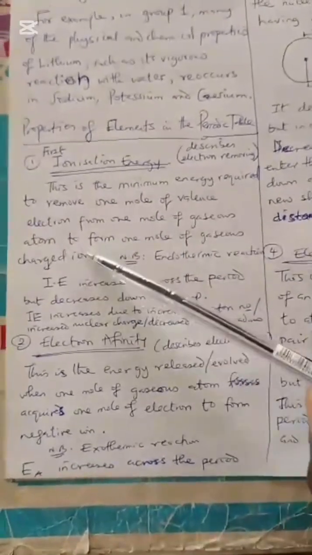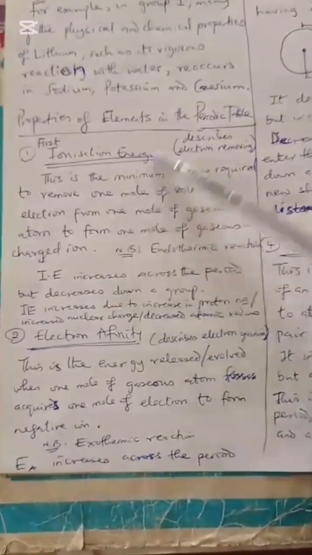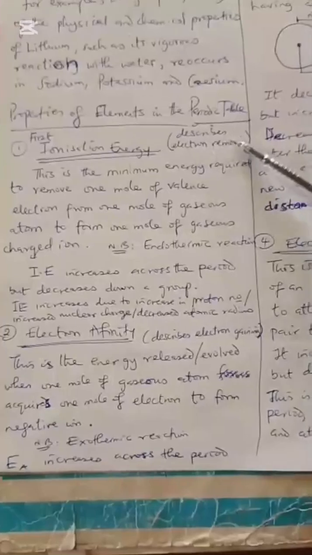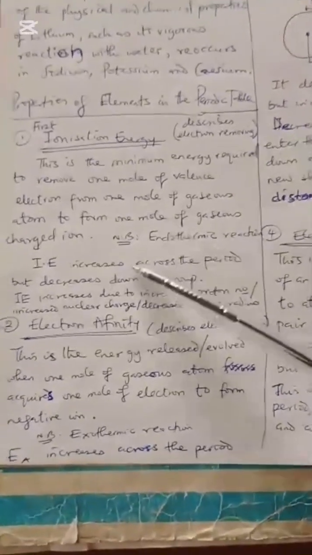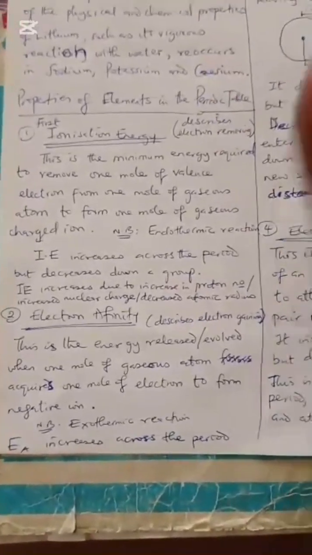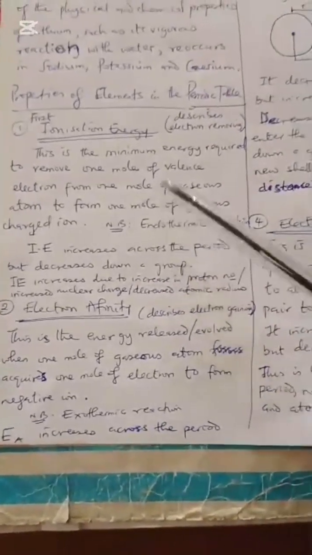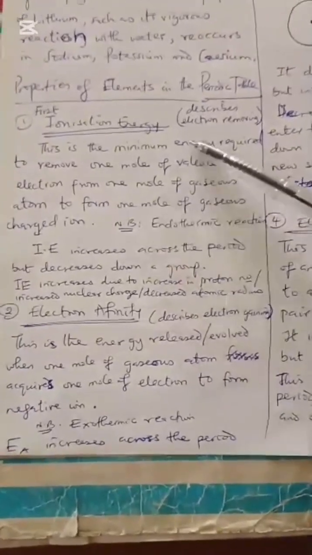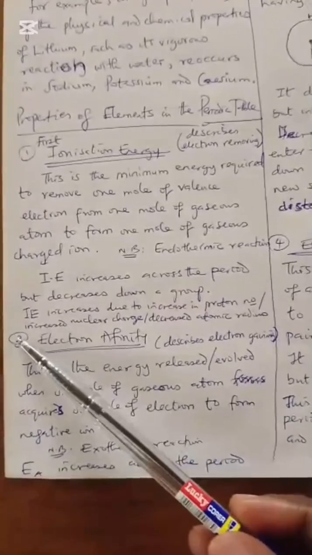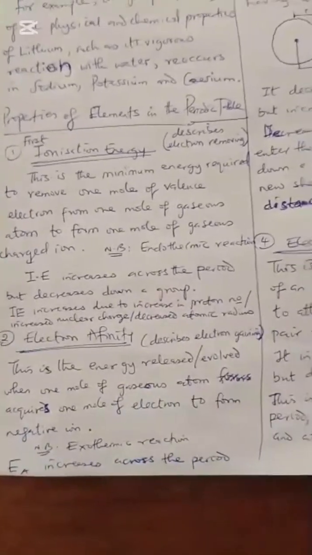So you see, that is the energy that is required to lose an electron. So ionization energy simply describes electron loss or electron removing, and it's an endothermic reaction. So it's measuring the amount of energy required, that will be absorbed, that will be necessary for an atom to lose an electron. Right, okay, so let's talk about electron affinity.